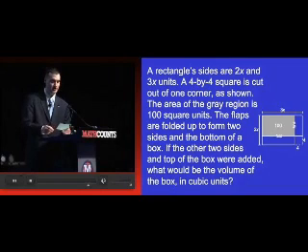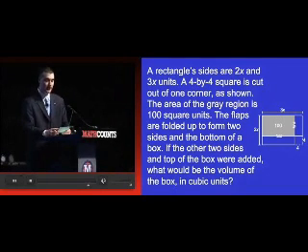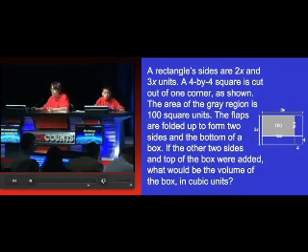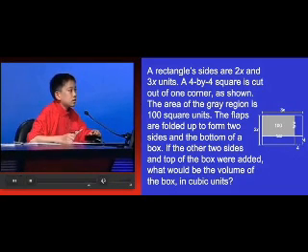Moving on to the next question of our matchup, and that question is, a rectangle's sides are 2x and 3x units. A 4x4 square is cut out of one corner as shown. The area of the gray region is 100 square units. The flaps are folded up to form two sides and the bottom of a box. If the other two sides and top of the box were added, what would be the volume of the box in cubic units? Ten seconds. Max. 52. 52 is not the correct answer. Bobby. 400. 400 is the correct answer.